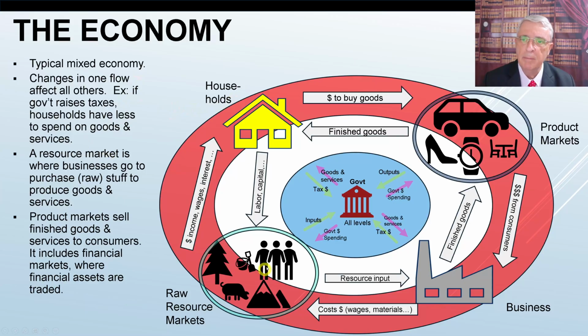A resource market down here is where businesses go to purchase raw stuff, which includes goods and services. So they lump people in here as well as minerals. Product markets sell finished goods over there, and it includes financial markets like banks and so forth. Okay, so let's go through this. We'll start here at your house, and you will supply labor and capital to the raw resource markets. So you're an input for raw resources, and as a result, you get income, wages, and interest. People pay you for doing that.